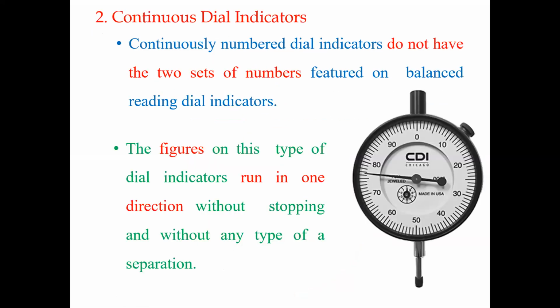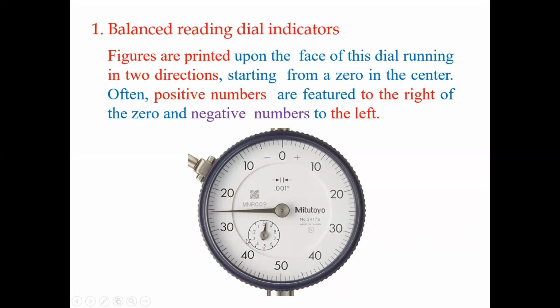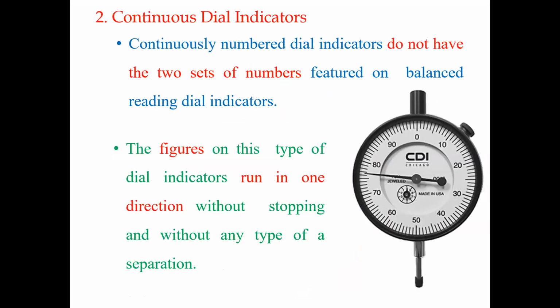Next, you observe here, a smaller indicator is there. This is meant for counting the number of revolutions made by the larger pointer. When the larger pointer completes one revolution, the smaller pointer moves to one location. That means it indicates one revolution. The number of revolutions made by the larger pointer is counted by the smaller pointer in order to ensure an accurate total reading.